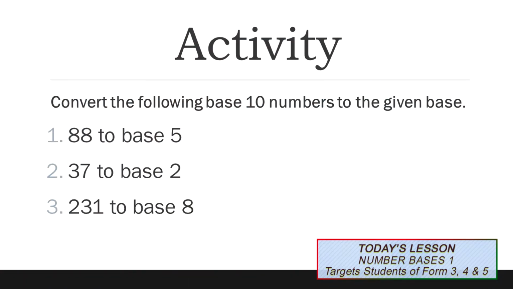Number 1, convert 88 in base 10 to base 5. So in that one, you'll be rearranging groups of 10 into groups of 5. So you'll be dividing by 5. Question number 2, 37 to base 2. So you're changing the number 37 to base 2. So this time you'll be dividing by the number 2, because we're rearranging groups of 10 into groups of 2.